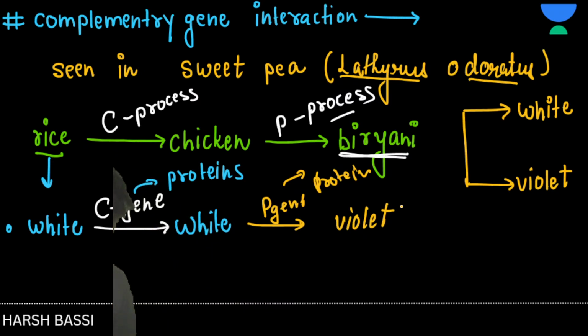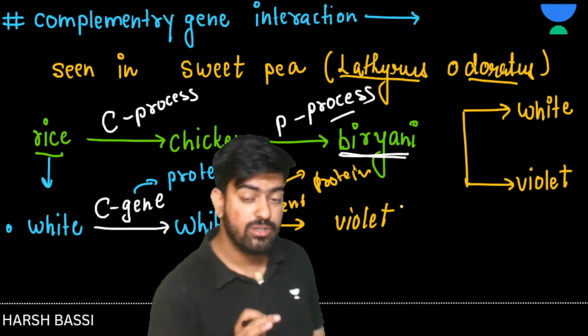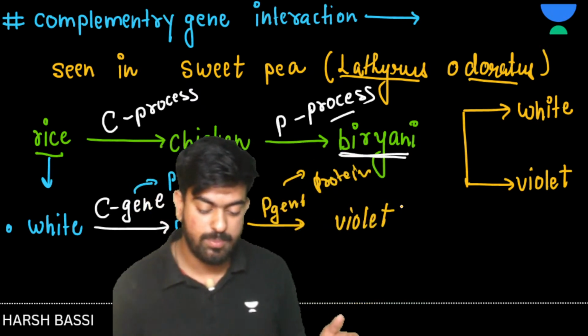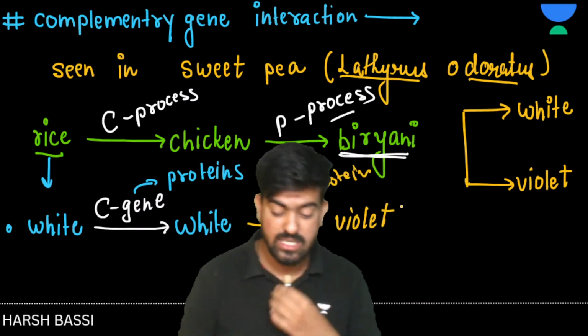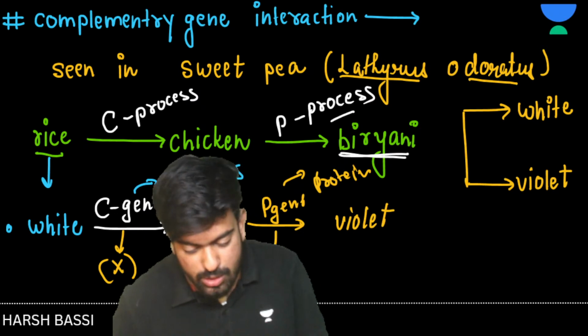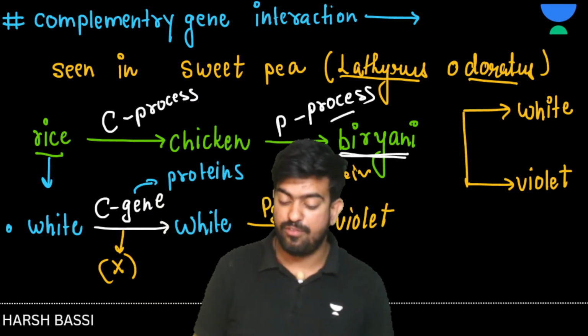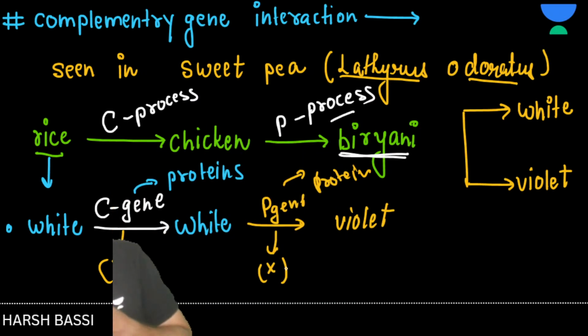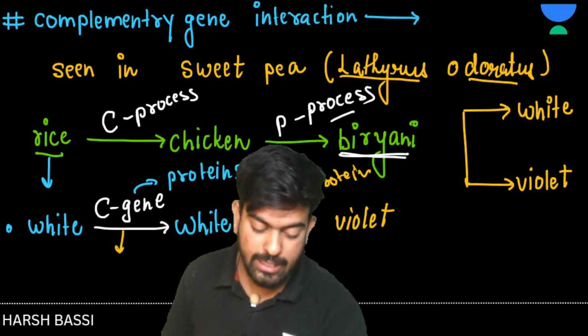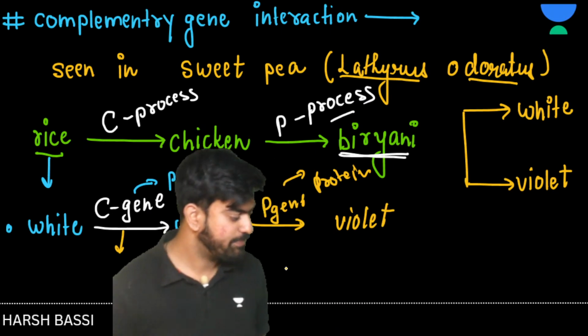So to produce the violet color, sir, what do we need? We need C gene and P gene. If C gene is not present, the process will not take place. This process will not take place, and this will also not take place, right? If P gene is not present, then white color will not be able to convert into the violet color. Clear to everyone? Any doubts anywhere?